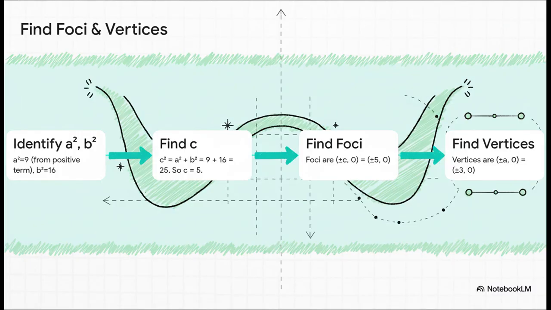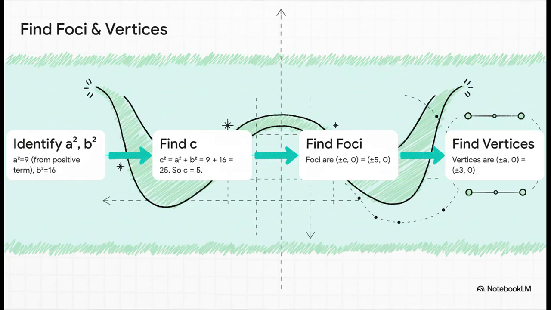Let's solve one hyperbola problem then. We have x squared over 9 minus y squared over 16 equals 1. So a squared is 9, which means a equals 3, and b squared is 16, so b equals 4. Now, be very, very careful. The formula to find c for hyperbola is different. It is c squared equals a squared plus b squared. It's the opposite of the sign in the equation. So c squared equals 9 plus 16 equals 25, which means c equals 5. The foci are at plus or minus 5, 0, and the vertices are at plus or minus 3, 0.